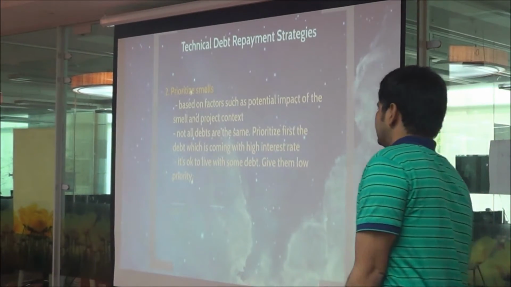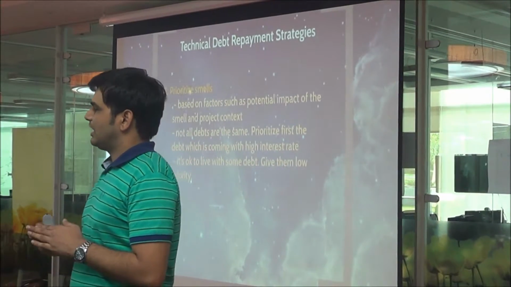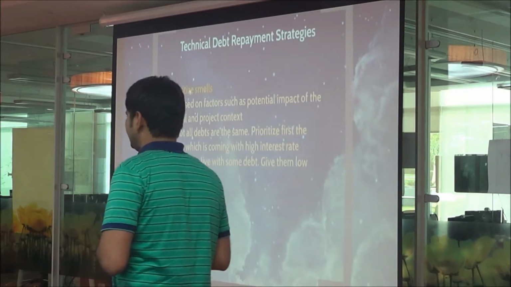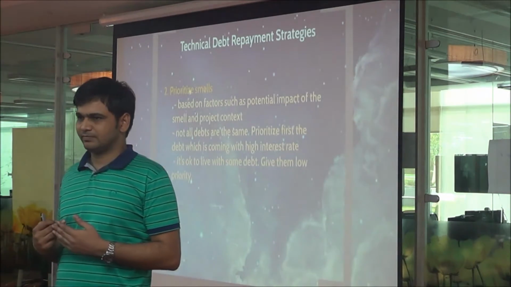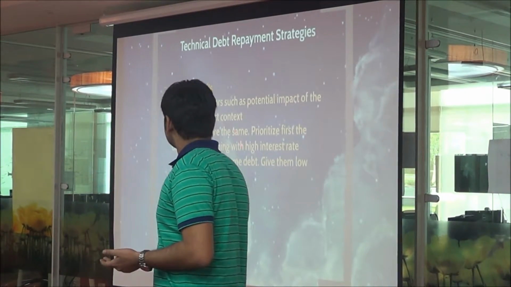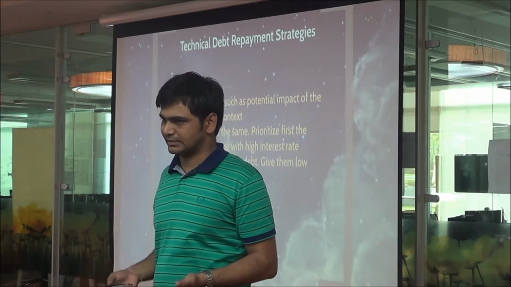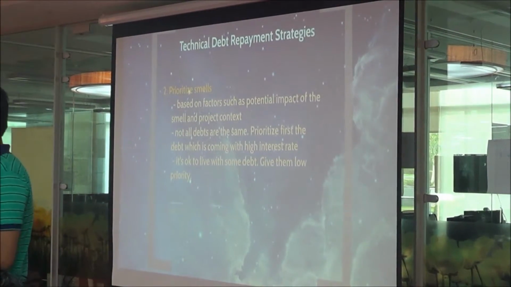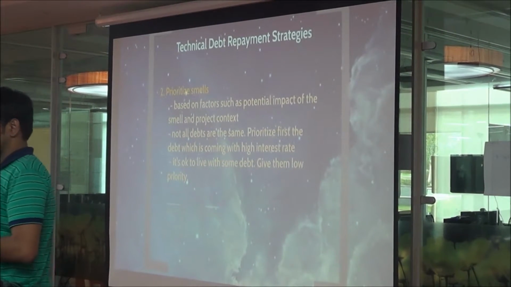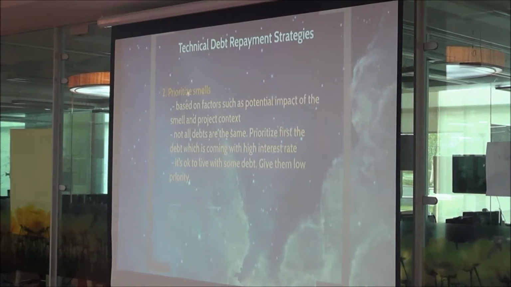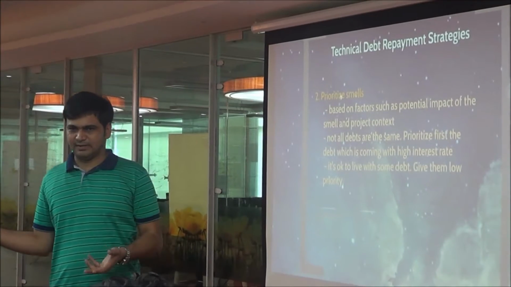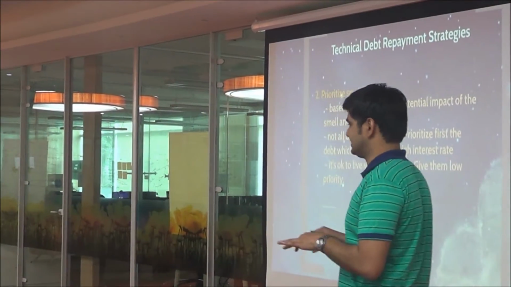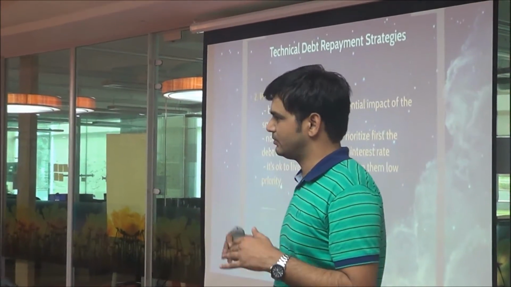Second step is, we need to prioritize. Not every smell or not every technical debt item we need to close or fix. There are many items and many issues that we can probably live with. And how do we decide that? We need to see factors such as potential impact of the smell and the project context. If the smell is in the code which is very regularly getting modified, then it's much more apt for you to fix it. But if the smell is being reported in a component which nobody is touching, then probably it's okay to leave it, unless some future requirements are going to come in there. So you need to decide which item you need to fix, which item you can live with.